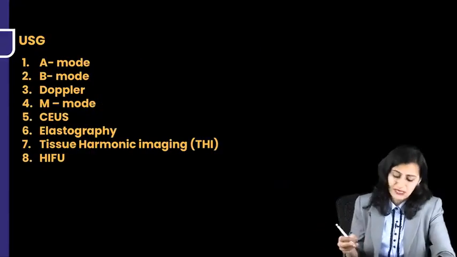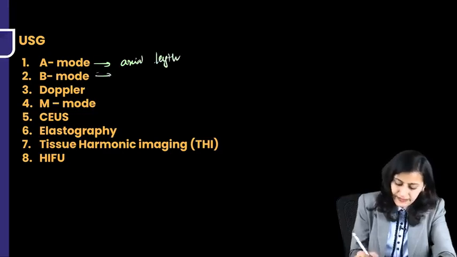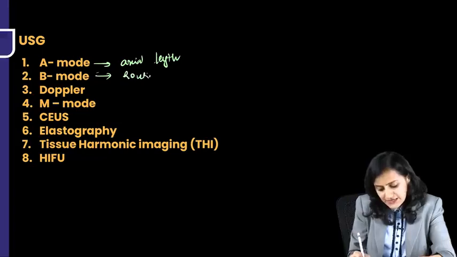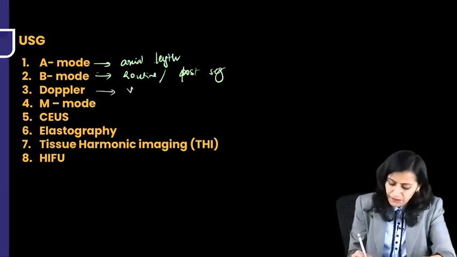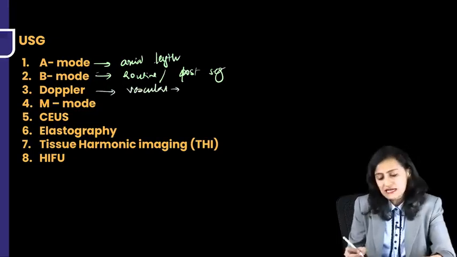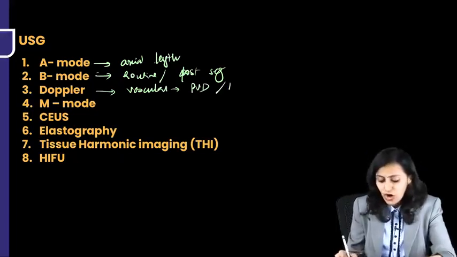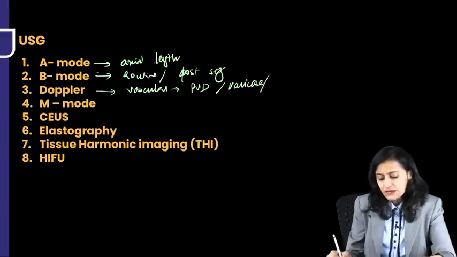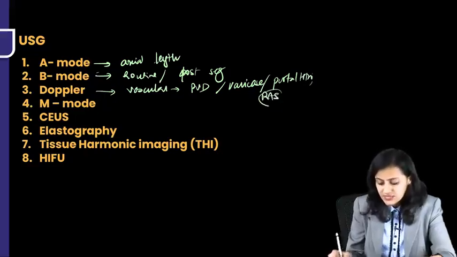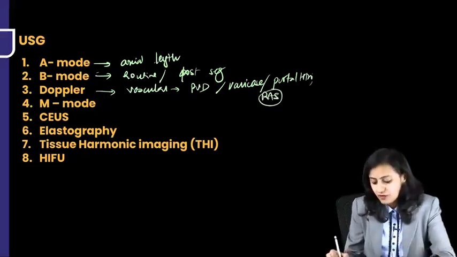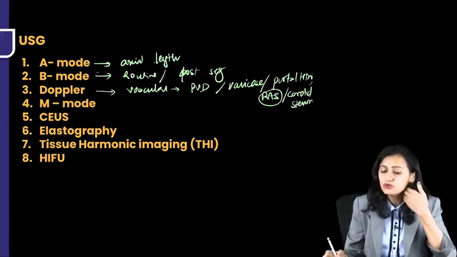Now going to the various applications of USG. A mode, we said A scan is for the axial length of the eyeball. B mode is the routine black and white ultrasound in the eye. This is for the posterior segment of the eye. Doppler is for the vascular pathologies. Vascular pathologies like peripheral vascular disease, where we are suspecting arterial stenosis. For varicose veins, DVT, portal hypertension, we can identify by Doppler. Renal artery stenosis, that's the initial investigation. So basically for vascular pathologies like carotid stenosis, carotid atherosclerosis, we do Doppler.